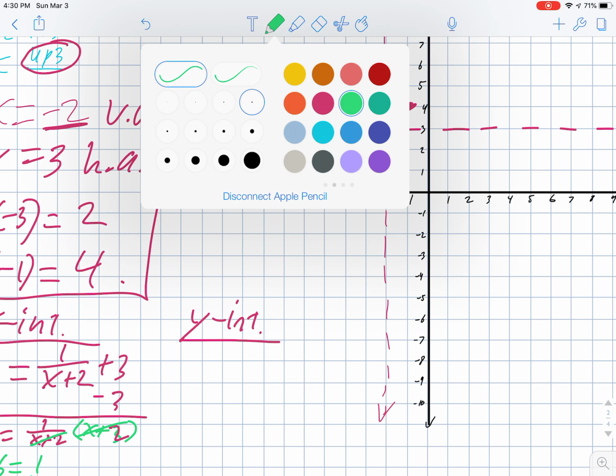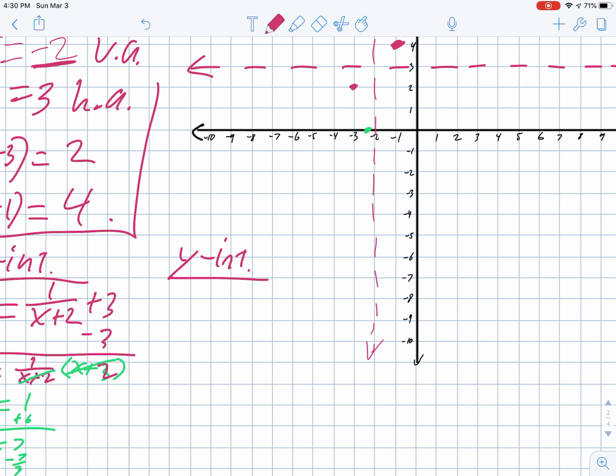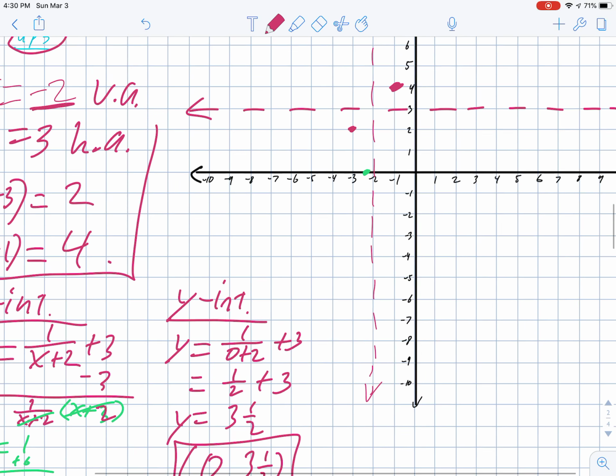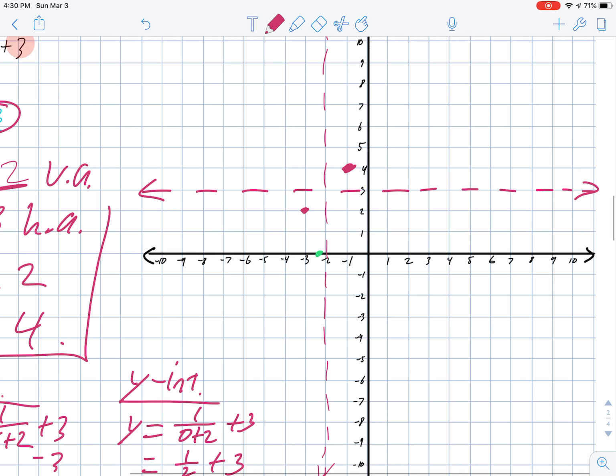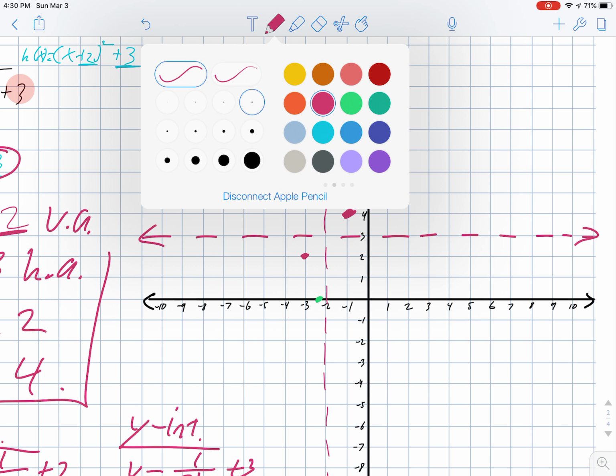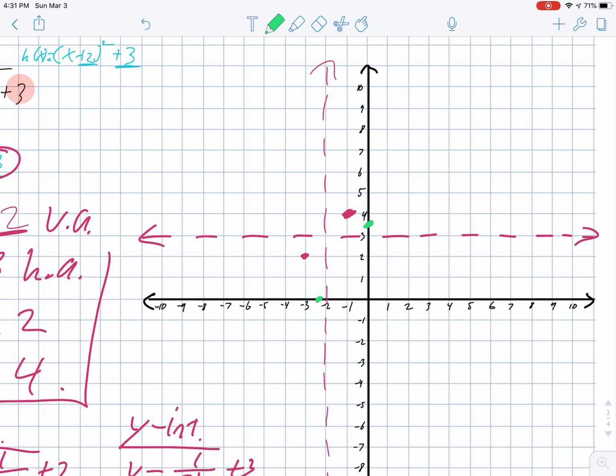Okay, for the y-intercept, let's plug in 0 for x. So we just put in 0 for x plus 2 this time. I'm going to do it right. So that's 1/2 plus 3, which is 3.5. And so 0, comma, 3 1/2 is our y-intercept. And again, I want to look at that graph and see if that makes sense. So 0, comma, 3 1/2. It's right there. And that does look like it's in the right place.